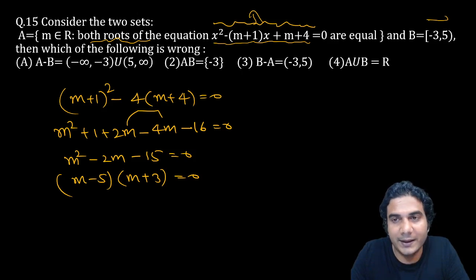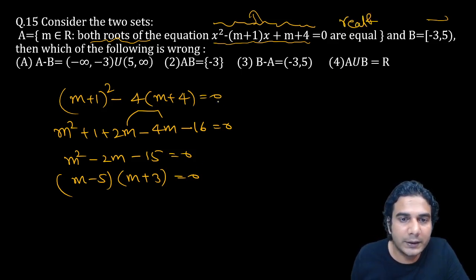Okay, so it should be real and equal. I think it was real and equal. So let's make it real and equal. All right, so for the discriminant we need to put more than or equal to 0. It might be equal also, but I'm considering real and equal.